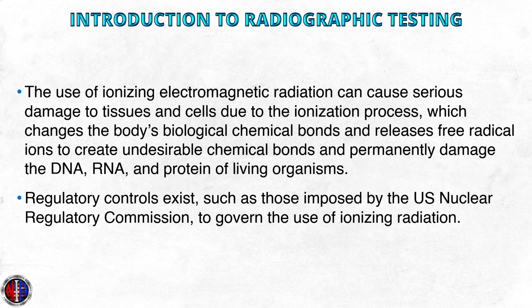Radiographic testing's use of ionizing electromagnetic radiation can cause serious damage to tissue and cells due to the ionization process, which changes the body's biological chemical bonds and releases free radical ions to create undesirable chemical bonds and permanently damage the DNA, RNA, and protein of living organisms. Extremely high single doses, or the accumulation of smaller unsafe doses of ionizing radiation, can lead to radiation sickness or even death. For this reason, regulatory controls are established, such as those imposed by the U.S. Nuclear Regulatory Commission to govern the use of ionizing radiation.